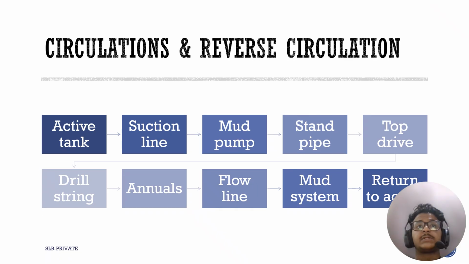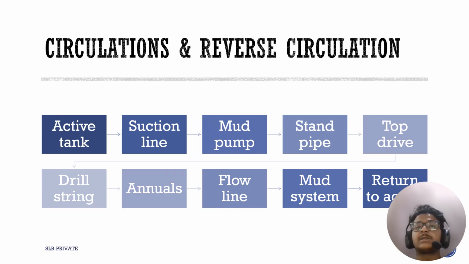Circulations and reverse circulations. Circulation starts from the active tank to the suction line, mud pump, stand pipe, sending it to the top drive, then down the drill string, back up the annulus, to the flow line, and then it comes to our mud system I just explained before, and returns back to the active.